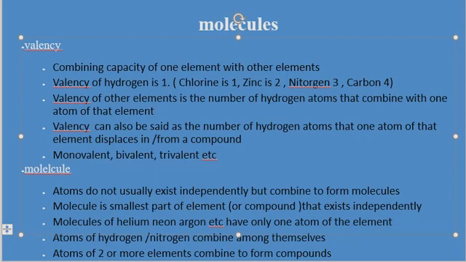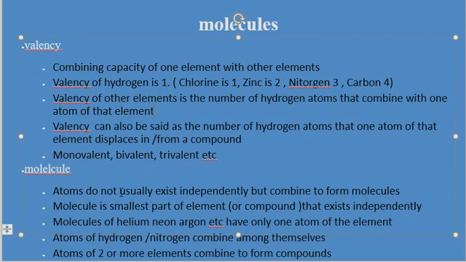Now, if the valency is 1, it is called monovalent. If the valency is 2, it is called bivalent. If the valency is 3, it is called trivalent, like that. So the valency of another element is the number of hydrogen atoms that can combine with one atom of that element. The valency of hydrogen is 1, and the combining capacity of one element with other elements is called valency. So, this is valency. Now we know the valency.